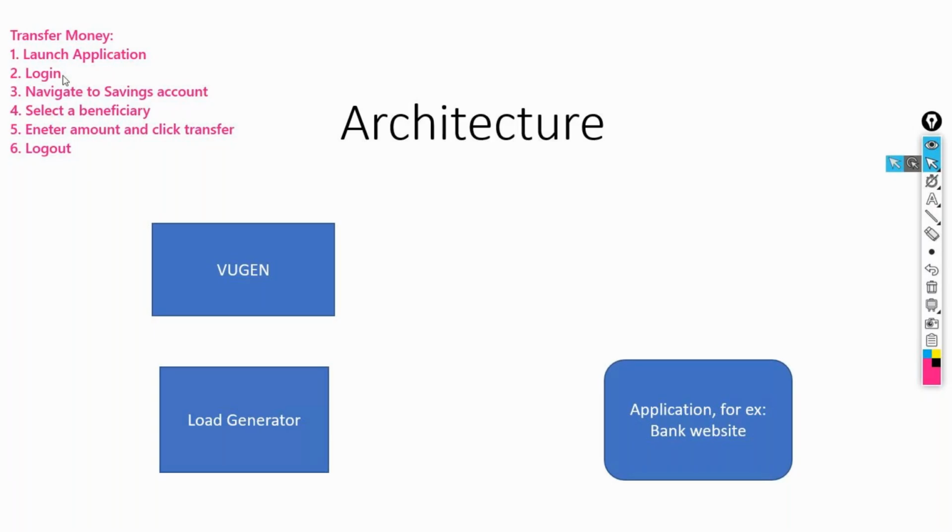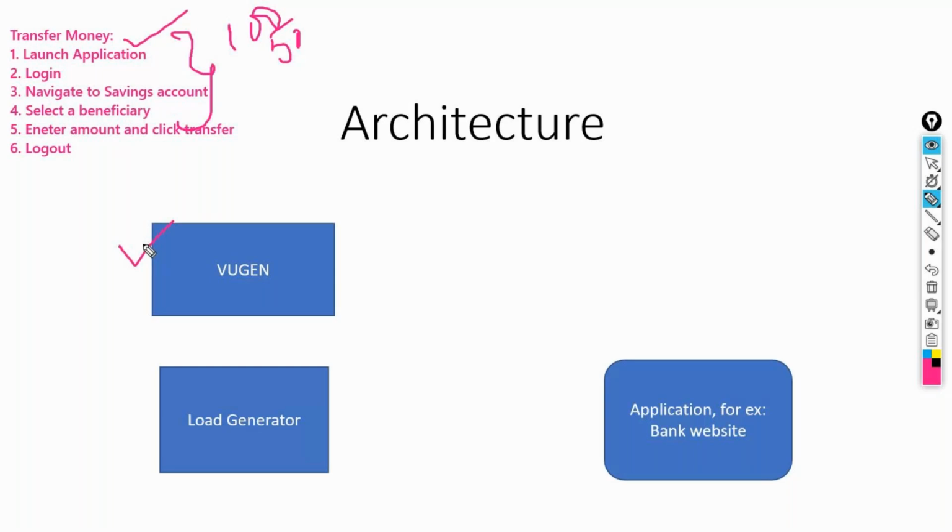That means once I run the test, I should be able to tell how much time it is taking to launch the application, to log in, to navigate to the savings account, to select a beneficiary, and so on. Now all these steps you need to run with multiple users at a time. Let's say 100 users should execute all these steps, or 50 users. But how will they execute all these steps? For that, you can use a component called VuGen.